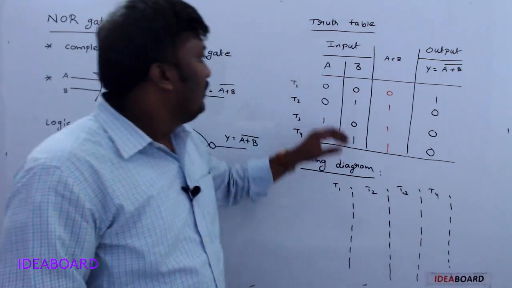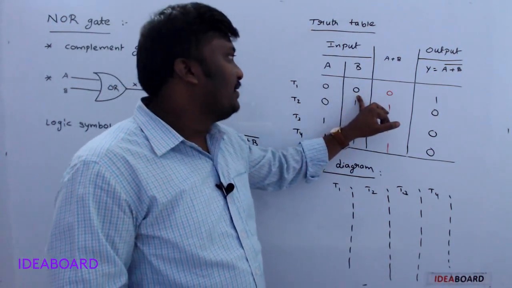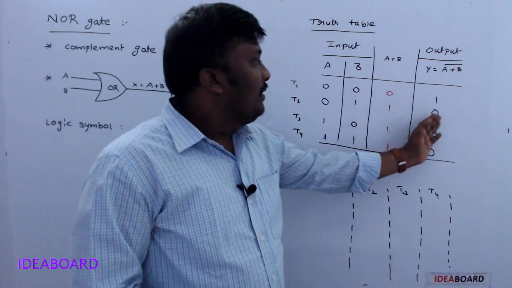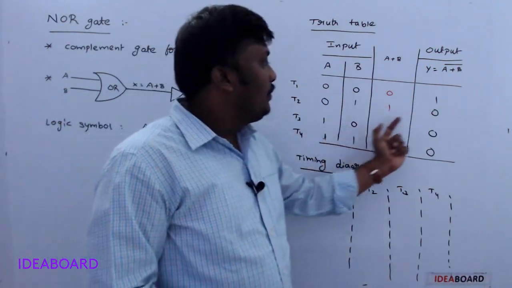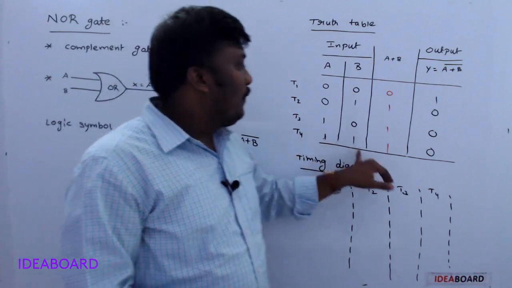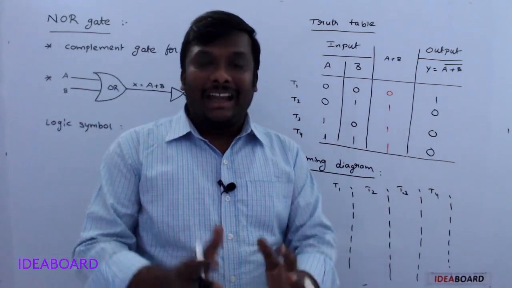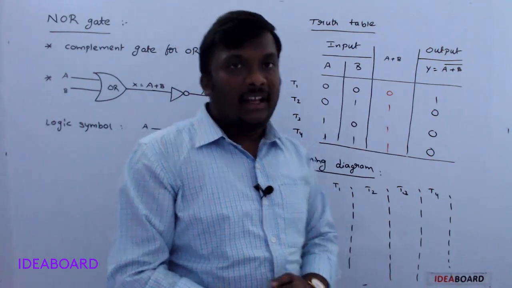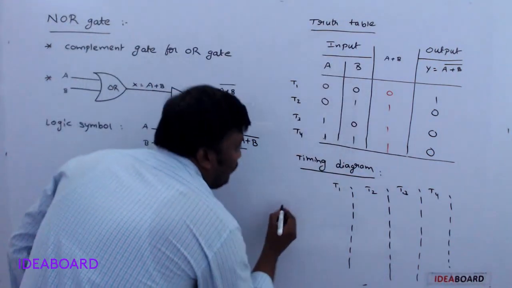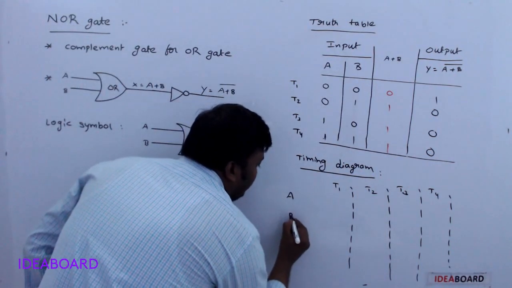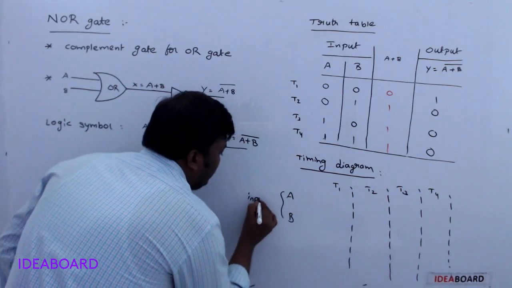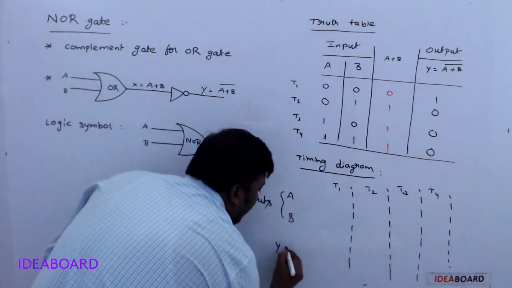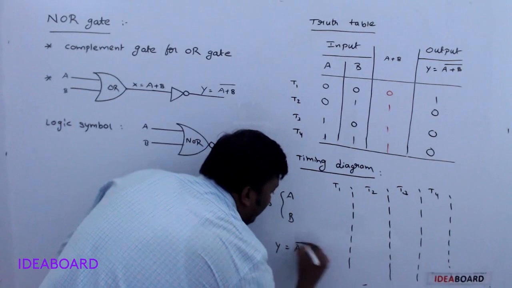All the 4 input combinations cannot be measured at a time. At one time you can measure inputs as 0 0 and see the output, the next time 0 1, the next time 1 0, and the next time 1 1. At a time all the 4 combinations cannot be measured. Clear now? So let us see about the inputs. Inputs are A and B. And output is Y is equal to A plus B complement.